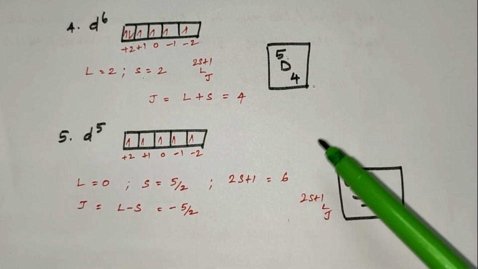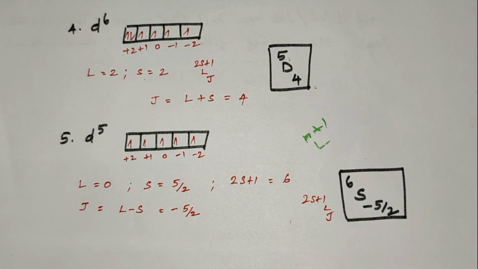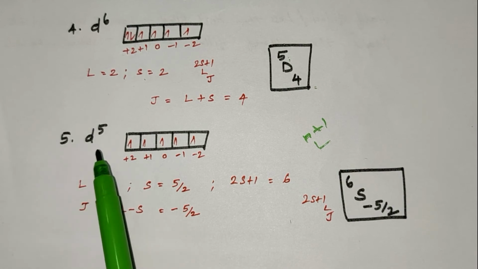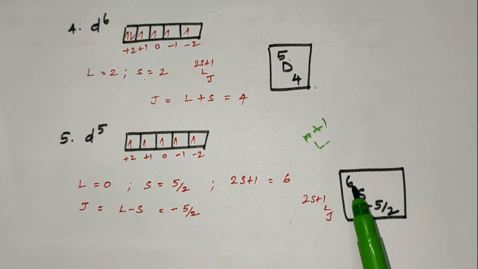5 unpaired electrons, so n plus 1, 5 plus 1, 6. J is equal to 5 by 2. Because this is a half-filled configuration, we can have a value of J is equal to L minus S, that is 5 by 2. So the term is written as 6S5/2.